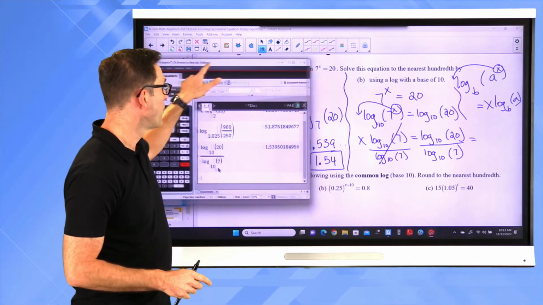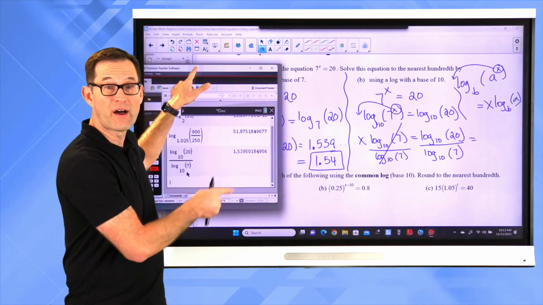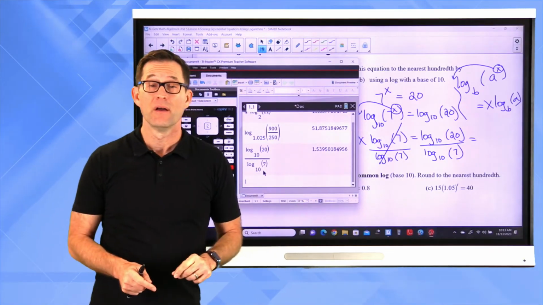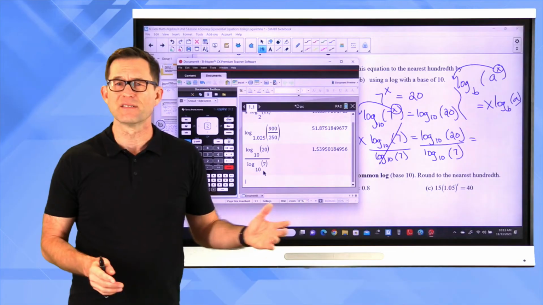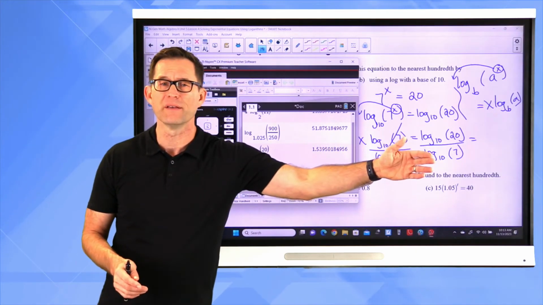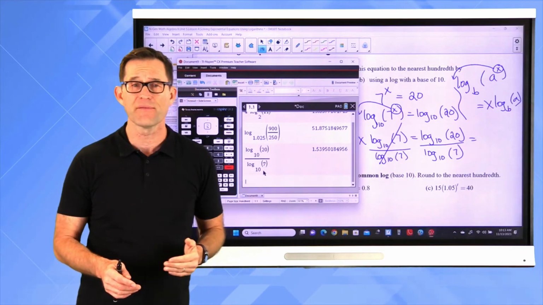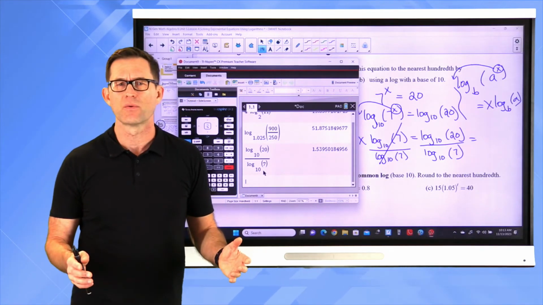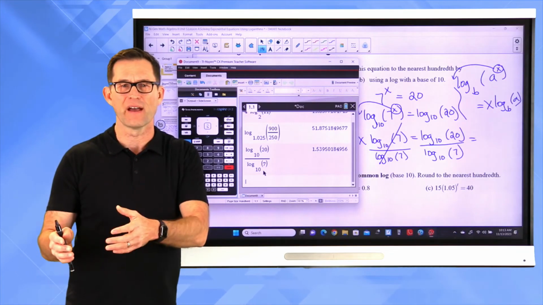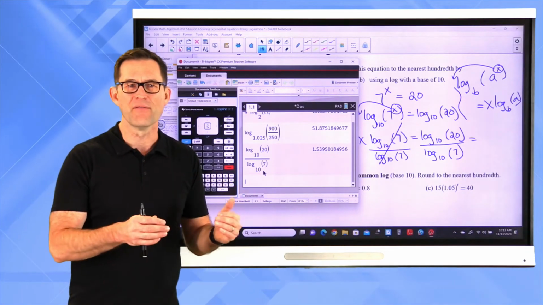Keep in mind what we had before. 1.54, we're getting that again right here. Now, you can see the obvious disadvantage of this, right? I've got two logarithms now floating around, the log base 10 of 20 and the log base 10 of 7. It's very unnatural, right? Why would I take the log base 10 of 7 to the x instead of the log base 7 of 7 to the x?